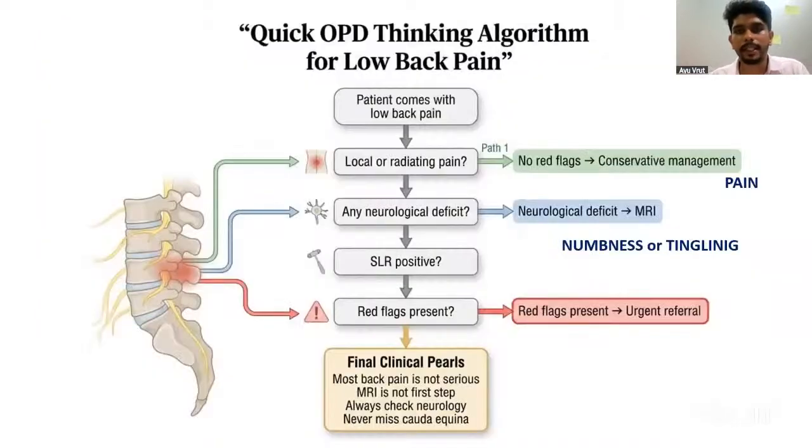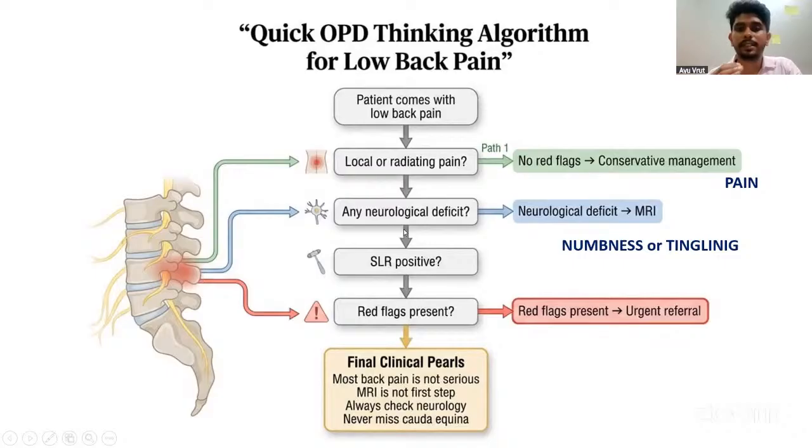The quick OPD thinking algorithm for low back pain is: the patient comes to you with low back pain. Ask whether it is localized or radiating. If he is having just pain, you can treat it at the OPD level. But when the patient complains of numbness or tingling, the longer the period, the more problems there are. So if he complains of numbness or tingling, you need to check for any neurological deficit.